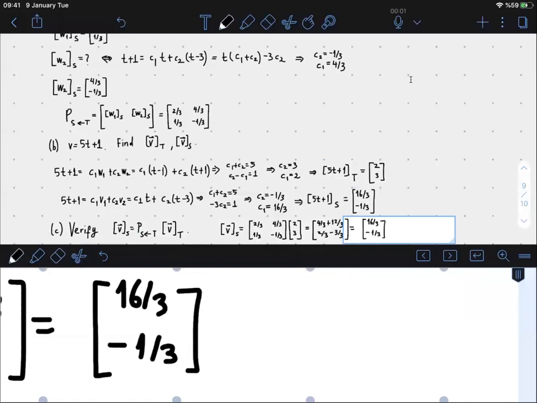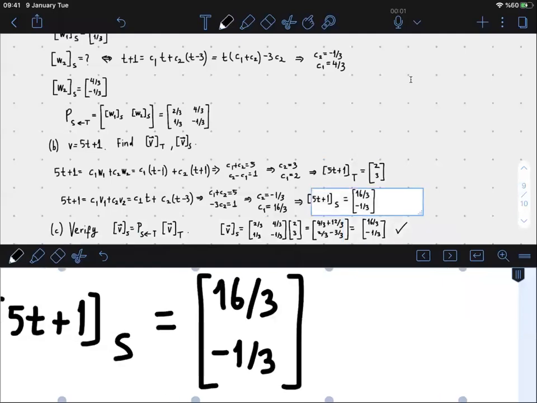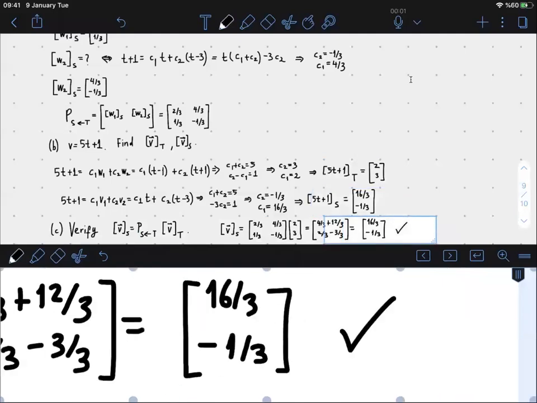Okay, so we verified it, right? Because we found it here and we found the same thing. So it really gives us the correct solution. So this transition matrix is really used for transforming one set of coordinates in one basis to another basis. Okay.